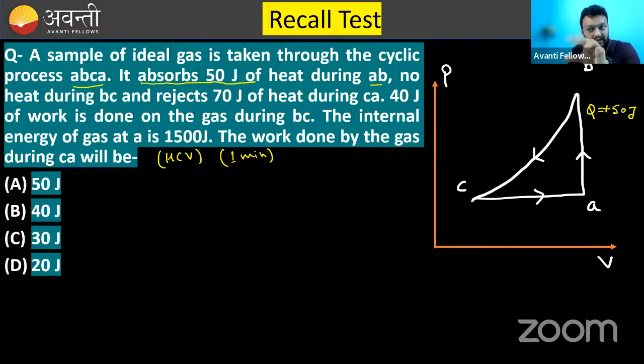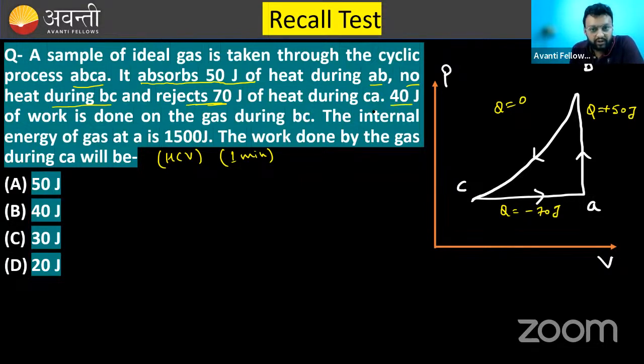I think it is clear. So I am writing the data at the process itself. Heat given to the system is 50 joule. Now read the next statement. No heat during BC. That means B to C, Q is 0, clear? And rejects 70 joule of heat during CA. So during CA, it rejects 70 joule of energy. So Q is going to be minus 70 joule. I think till now every statement is clear.